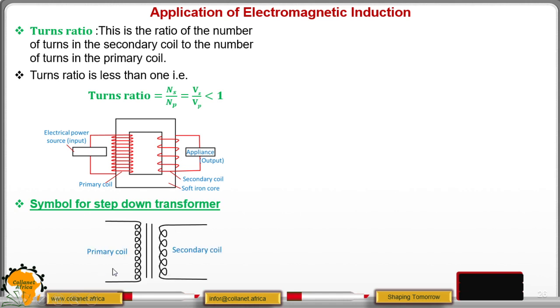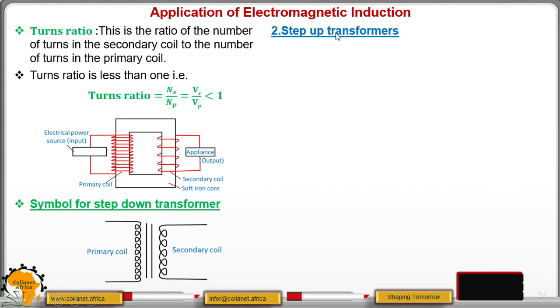The symbol for that is this one. As you can see, this one is representing many turns in primary. Then we have the iron core, then fewer turns in secondary. This is the symbol of a step down transformer.